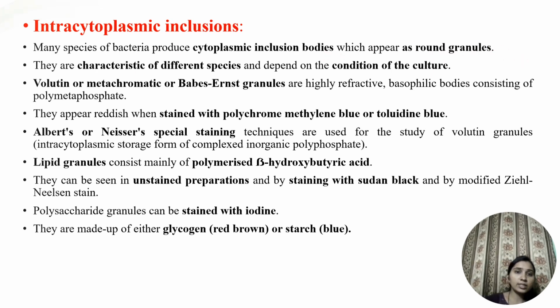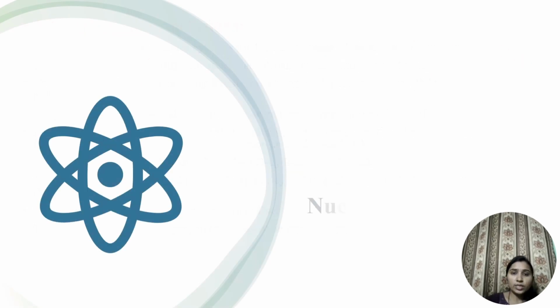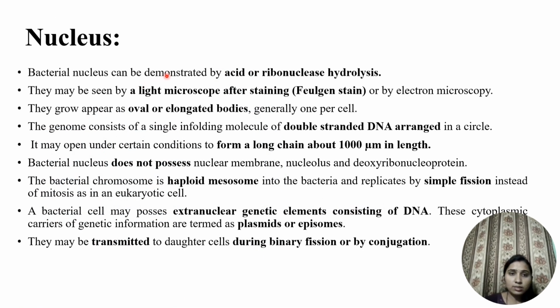Next we will see the nucleus. So what is the nucleus? The nucleus is the centermost part of the bacterial cell, and it can be demonstrated or destroyed by acid or ribonuclease hydrolysis, and we can see this nucleus in the light microscope after staining. To see the nucleus we use a fluorogen stain, and we can also see it with electron microscopy.